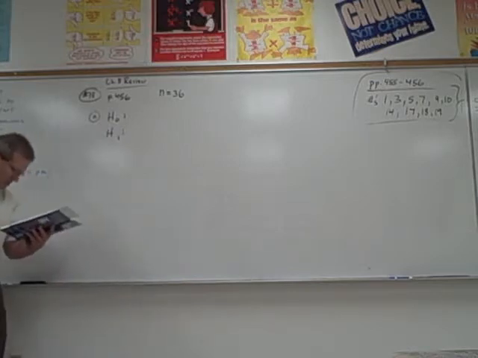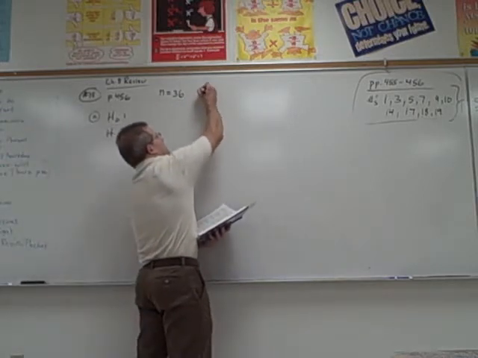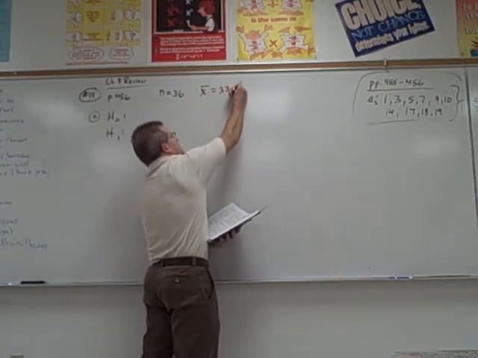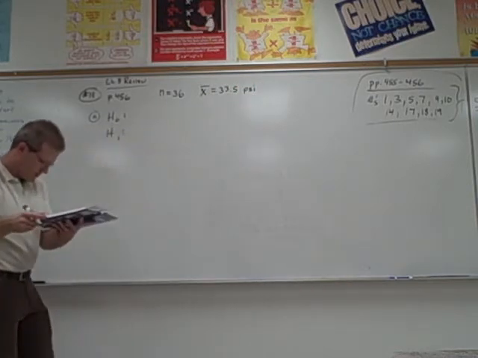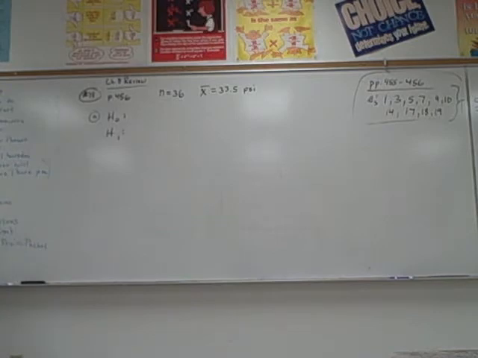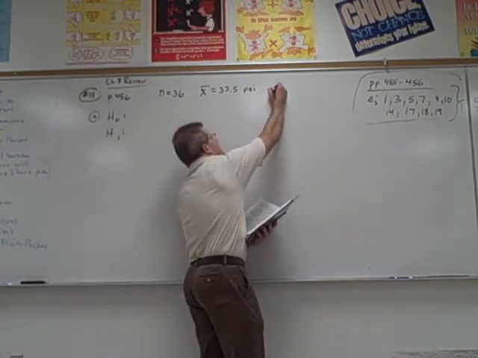Now it says the mean of the sample is 33.5 PSI. So that's your X bar, your mean of your sample, 33.5 pounds per square inch. And the standard deviation of the sample they're talking about is 3 PSI. So that's your S.